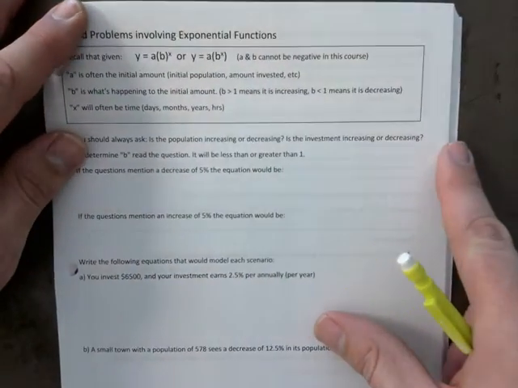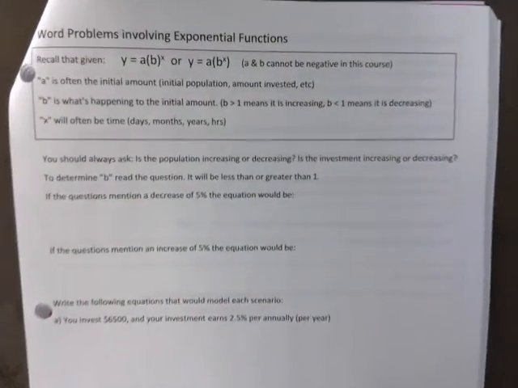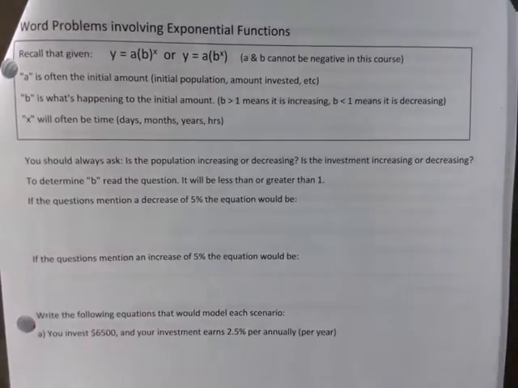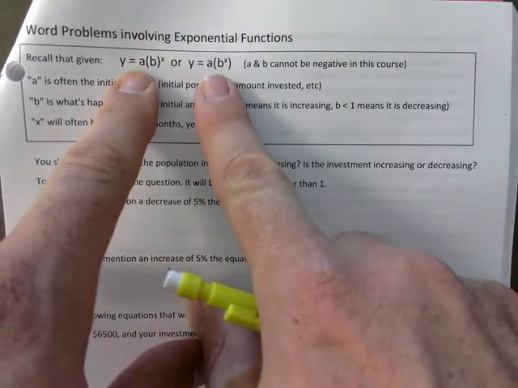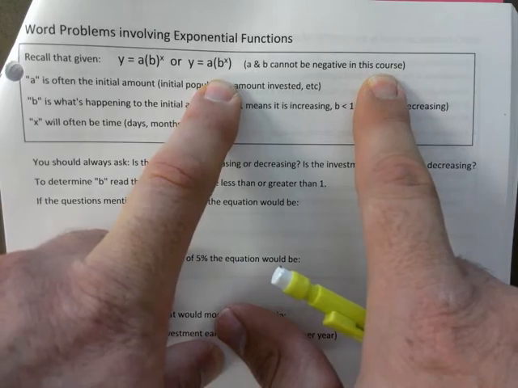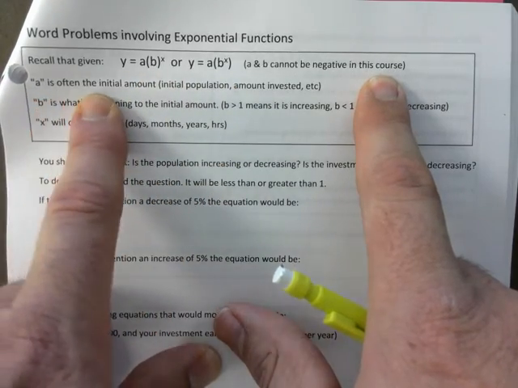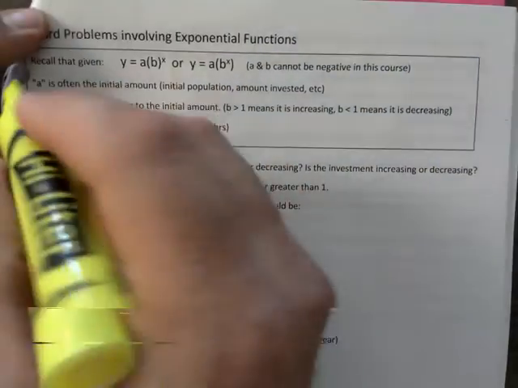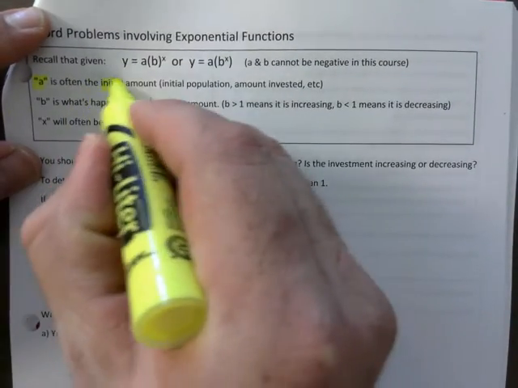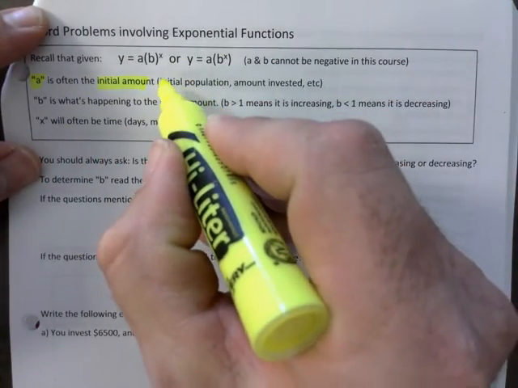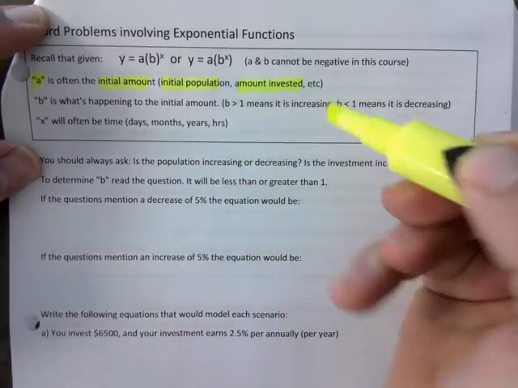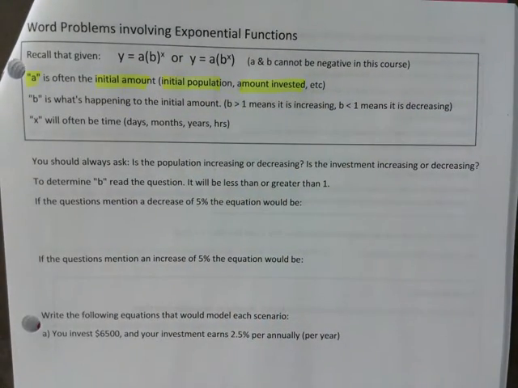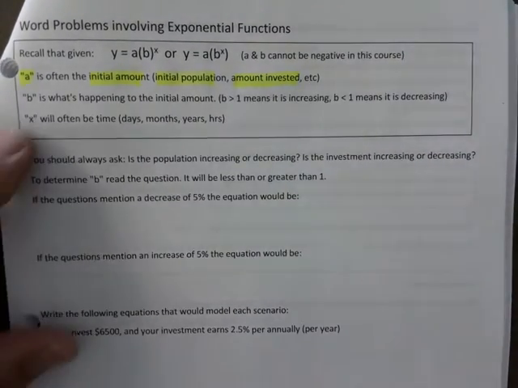Word problems. This is the meat and potatoes, right? Now that we know how they behave, we're going to use those properties for our word problems. Recall that we have this. A and B cannot be negative in this course. A is often the initial amount. Highlight that. A is the initial amount. It could be the initial population, the amount invested. Let's say you invest $1,000, so that's the initial investment or initial amount.